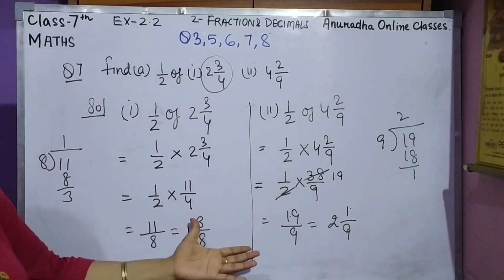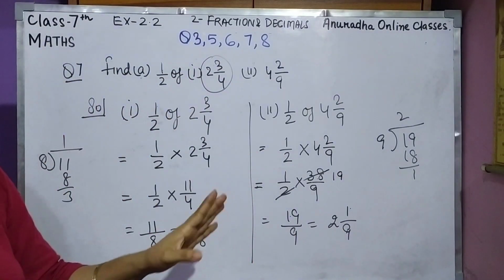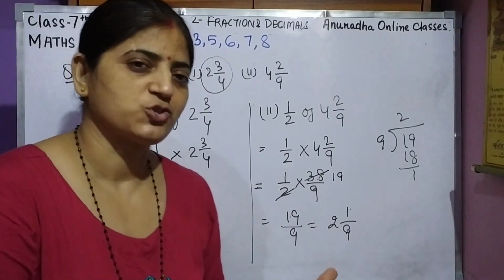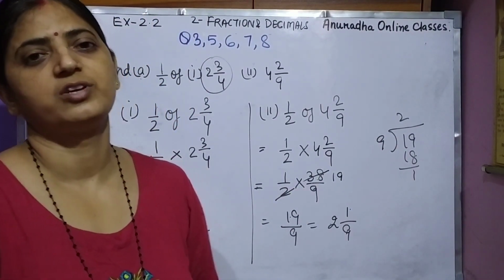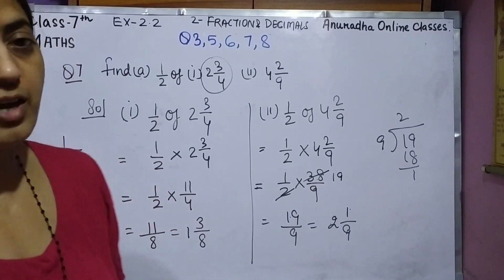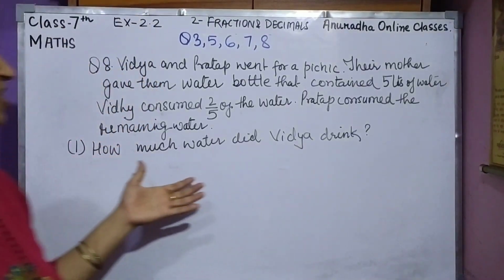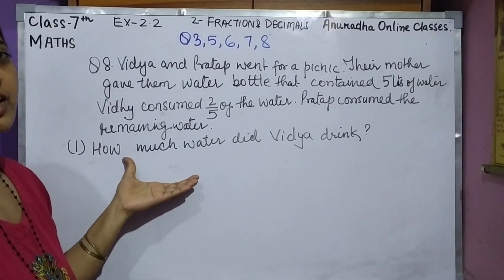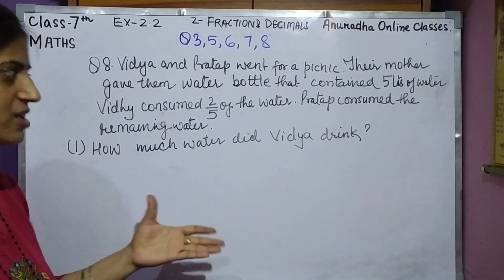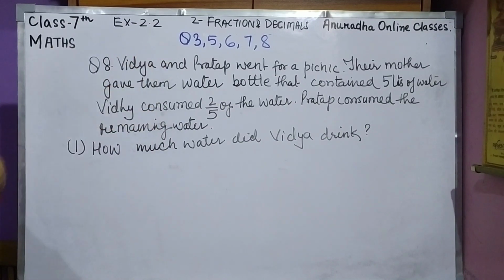I think this is clear to you. Off वाले question है, कुछ भी नहीं है. Off is multiplication only. Okay, let's see the 8th question, the last question of this exercise. Children, see, this question is a problem sum. So problem sum देख के डरने की जरूरत नहीं है. This is very simple. Question को समझ लीजिए बस.